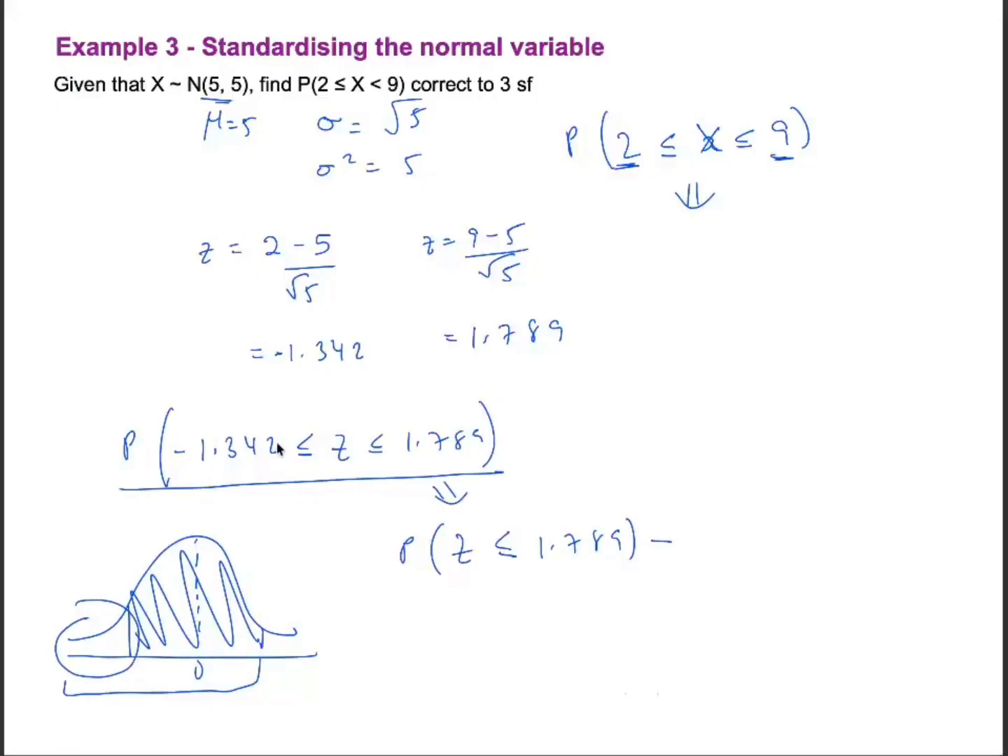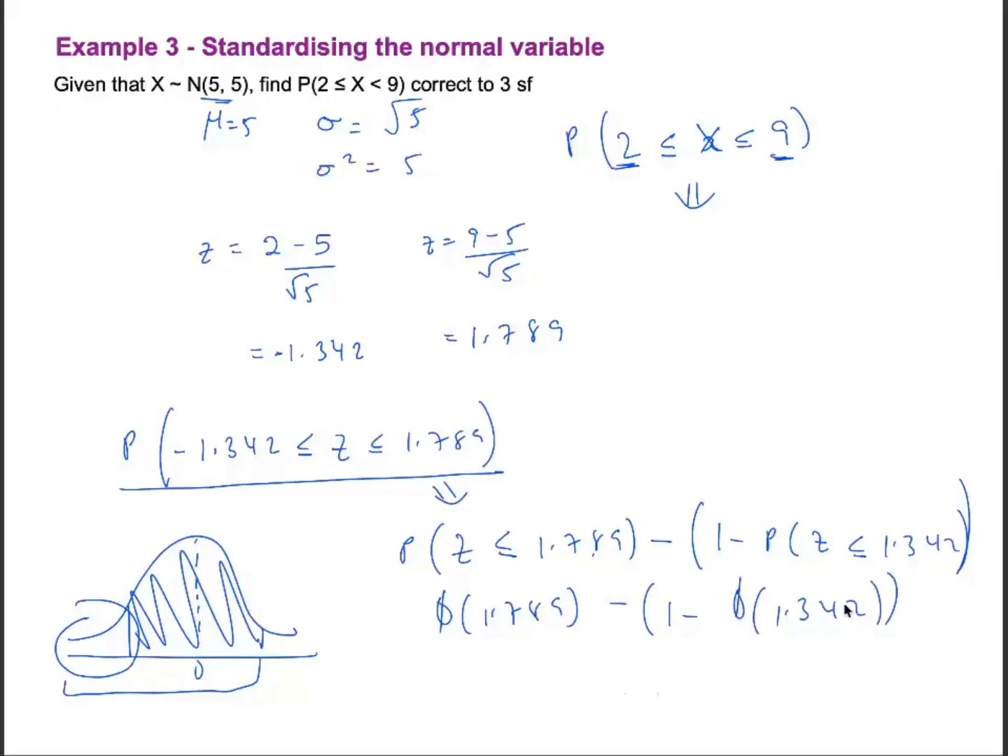which is less than the negative. For that, we'll make it 1 minus the probability of z less than or equal to the positive version, as we have done in the last lesson. So we need to find the probability of z being less than or equal to 1.789, which is just phi of 1.789, subtracted by 1 minus phi of 1.342. And so we're going to find these two values of phi, 1.789 and 1.342.